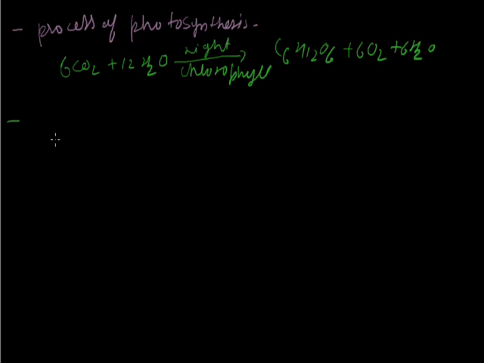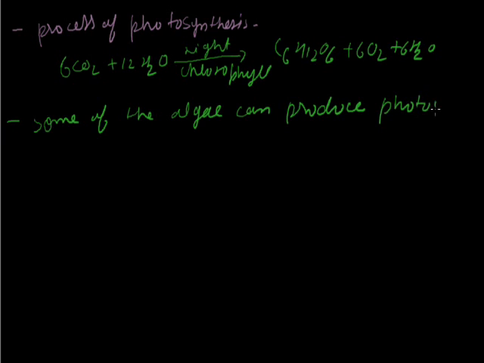Light may be of different types. It may be moonlight, it may be sunlight, because some of the algae can perform photosynthesis in the presence of moonlight also.